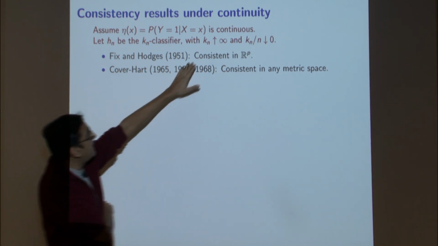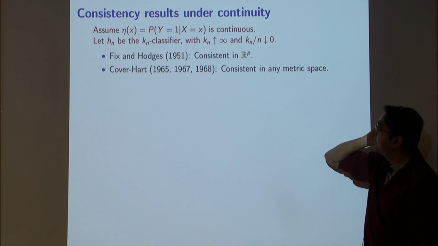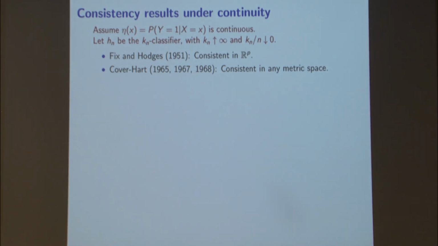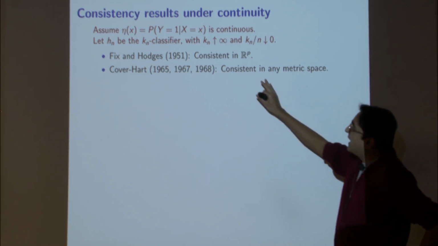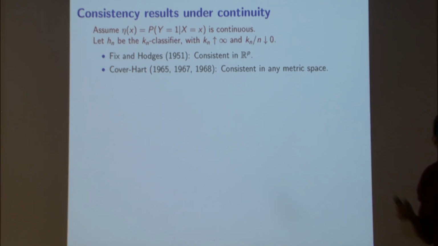Okay, so it's under the assumption that this conditional probability function is continuous. And of course, we're going to let k go to infinity, and we're going to need k over n to go to 0. Okay. So in the 50s, it was shown that this is consistent under this continuity assumption. K nearest neighbor is consistent in Euclidean space. And in the 60s, it was shown by Cover and Hart that under this condition, you also get consistency in any metric space. And the argument is very elementary.